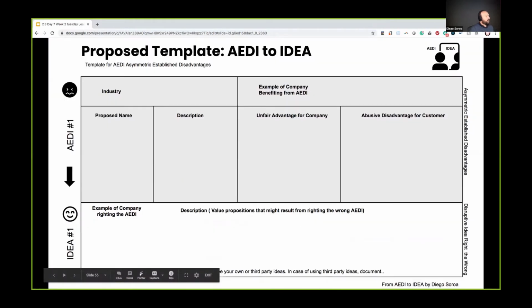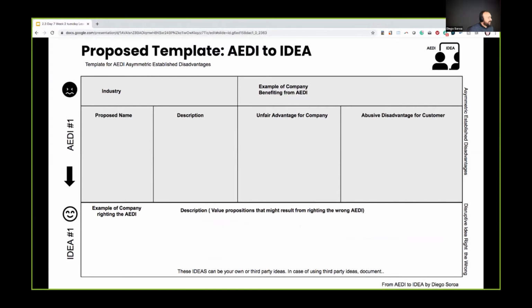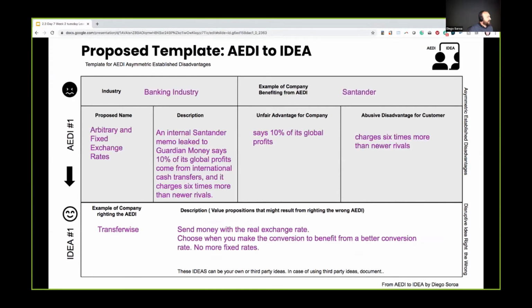So how would we fill the template of the AEDI to idea? In this case, in the banking industry, we have, for example, Santander, and the proposed name for this AEDI would be arbitrary and fixed exchange rates. I mean, nothing very creative, but it's descriptive. Here's the description that I just read. Here are the unfair advantages observed for the company. It says that 10% of its global profits come from this AEDI, and this is the abusive disadvantages for customers.